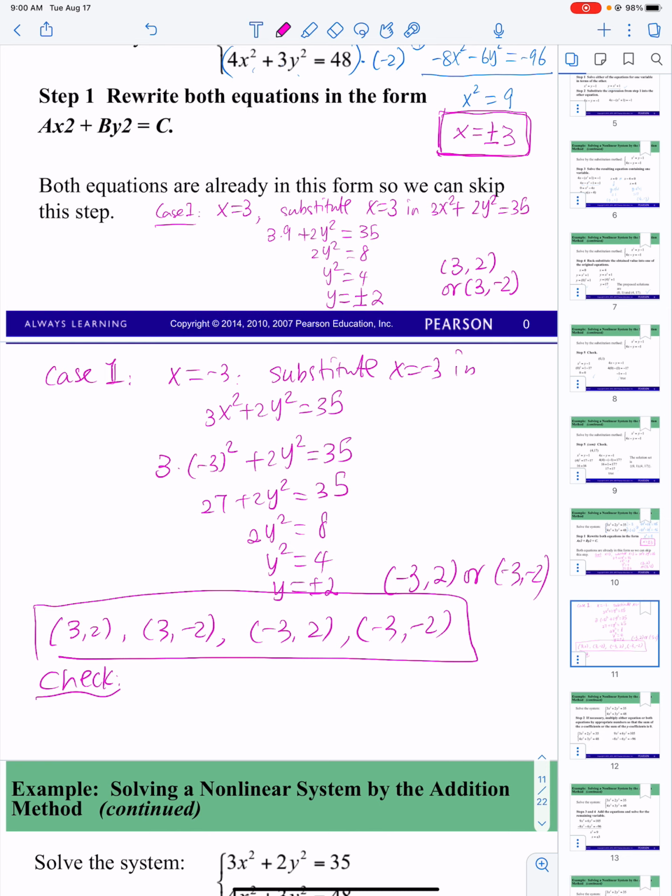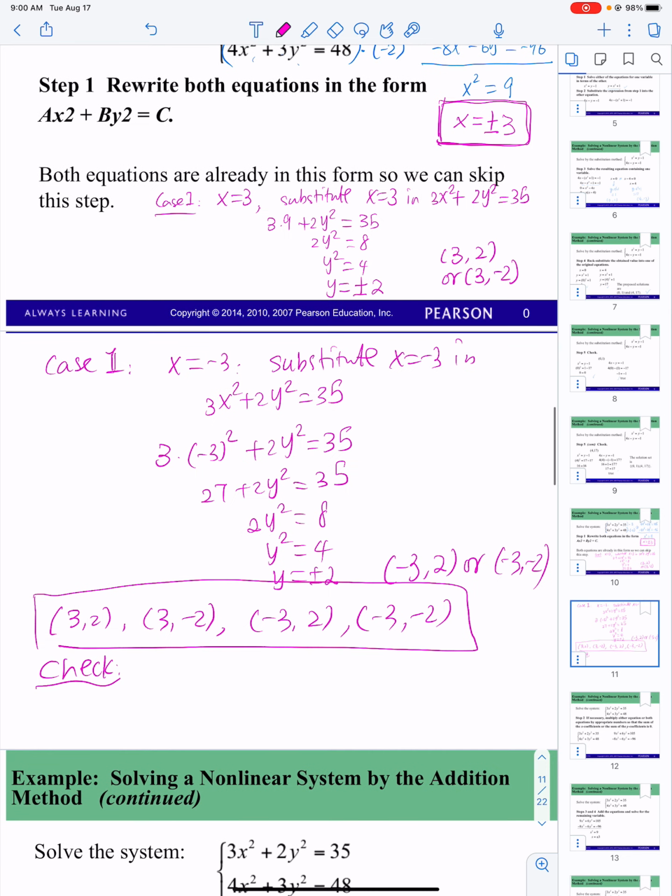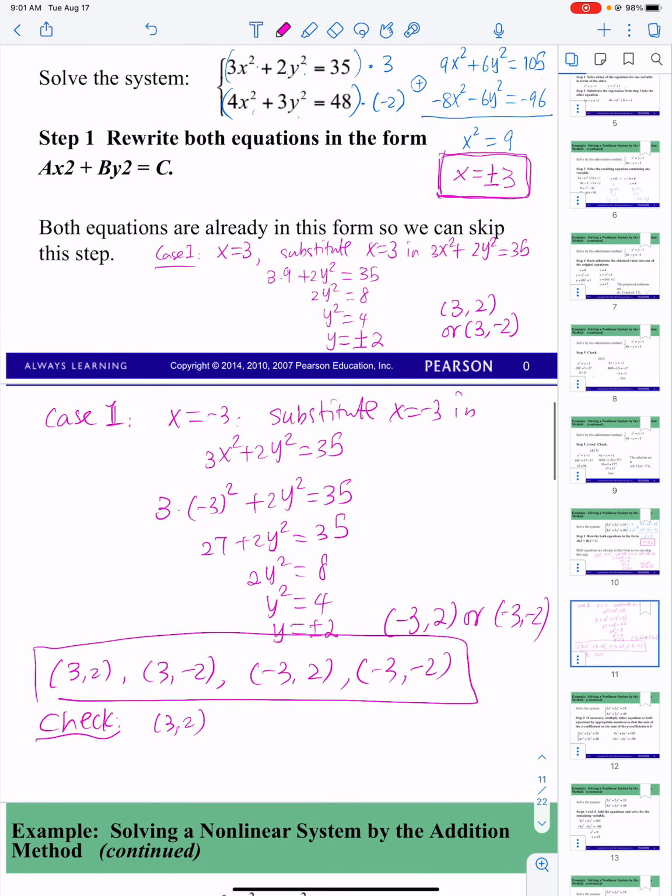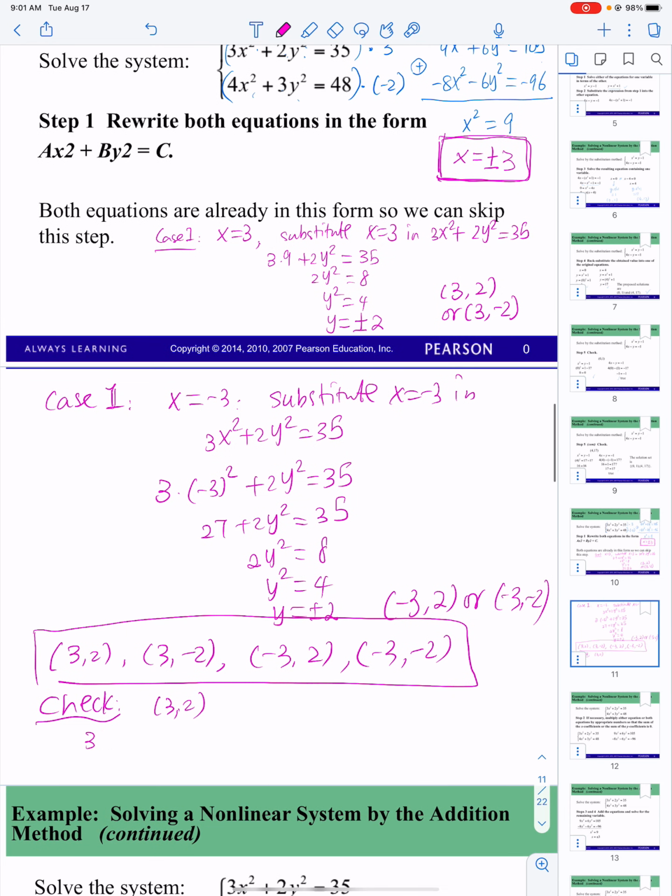Okay, so for here, what will you check? Only check one of them. Okay, so you can check 3, 2. So what will you do? You put 3 squared plus 2 squared equal to 35? So you have 27 plus 8 equal to 35. So true for this part.